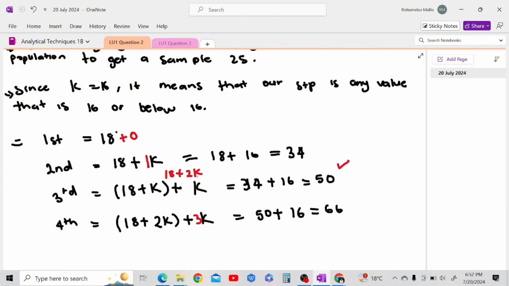So your K multiplier is going to be less than the position of the item that you're going to select. Basically, for the fourth item, we're going to have 3K. You can remember it like that. For the third item, we're going to have 2K. For the second item, 1K. For the first item, 0K. I don't know if what I'm saying makes sense.